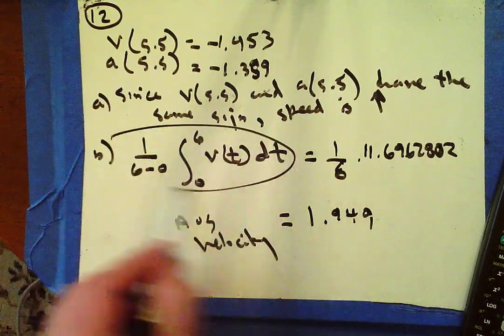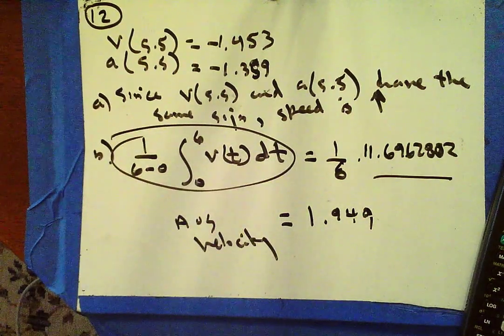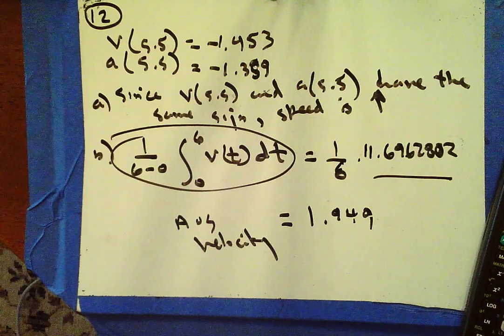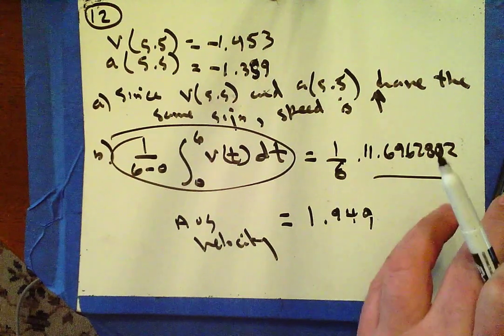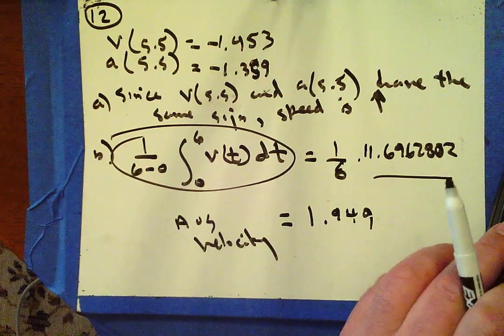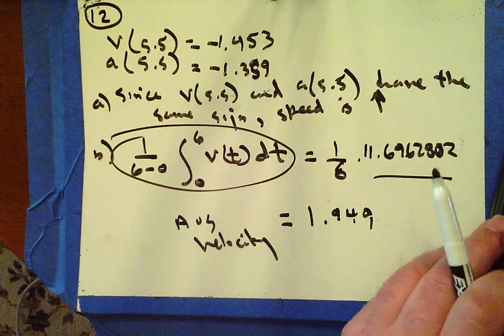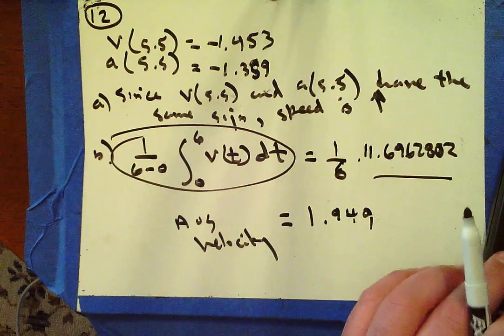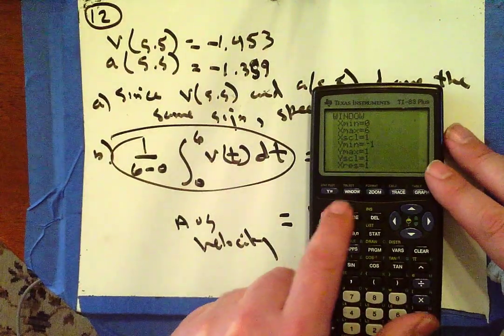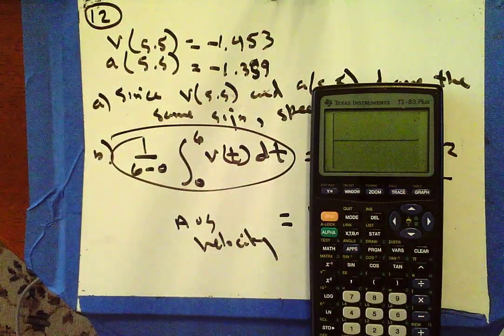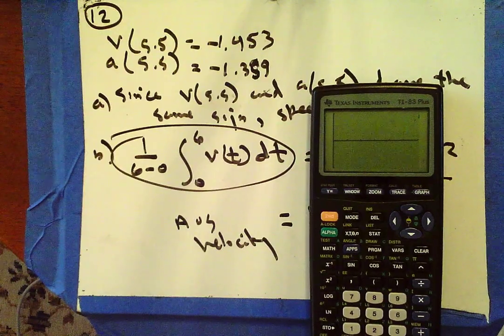So we want to see the calculus set up, but then just use your calculator. Part B is done. Part C, find the total distance traveled on 0 to 6. Okay, so let's take a look at the velocity graph. I don't need acceleration for this, just velocity. And they tell me the time interval is 0 to 6. So let's graph velocity on 0 to 6.